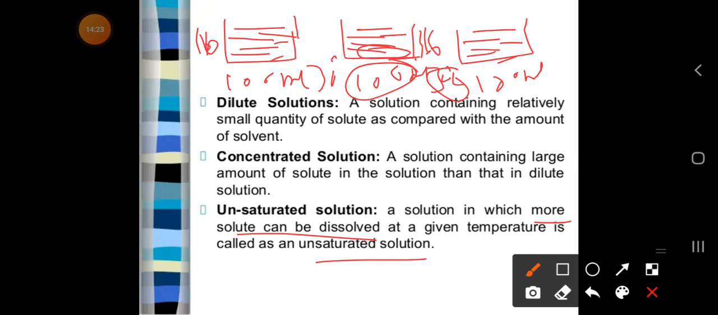So what happens here? It forms a saturated solution. At the same temperature, the unsaturated solution keeps dissolving, but in a saturated solution the extra does not dissolve. It forms as a crystal. That is what saturated means.